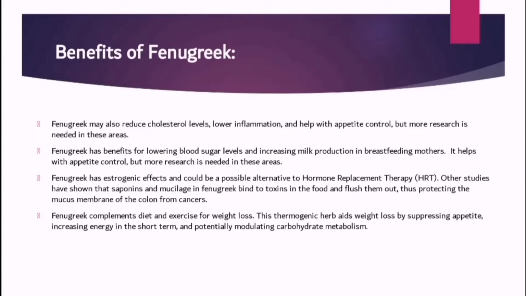Fenugreek has benefits for lowering blood pressure levels and increasing milk production in breastfeeding mothers. It helps with appetite control, but more research is needed in these areas. Fenugreek has astringent effects and could be a possible alternative to hormone replacement therapy. Other studies have shown that spinach and fenugreek bind to toxins in the food and flush them out, protecting the mucous membrane of the colon from cancers.